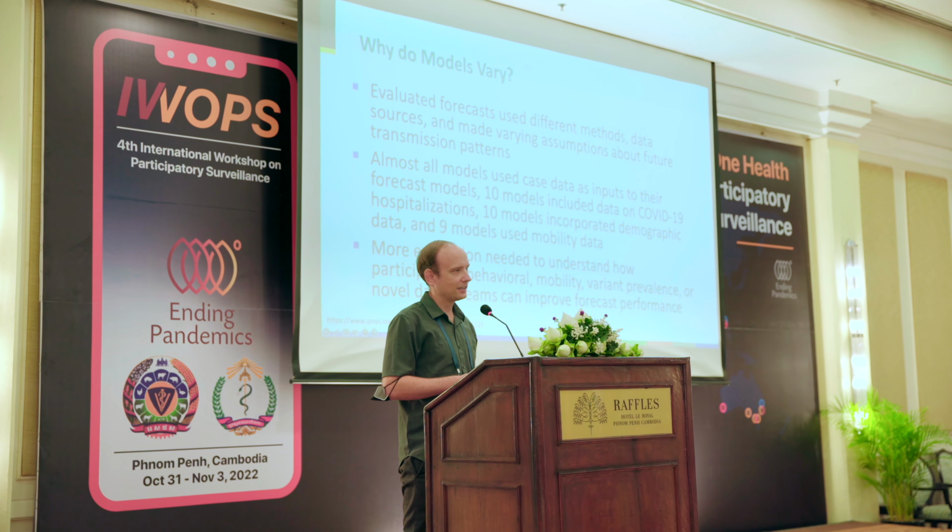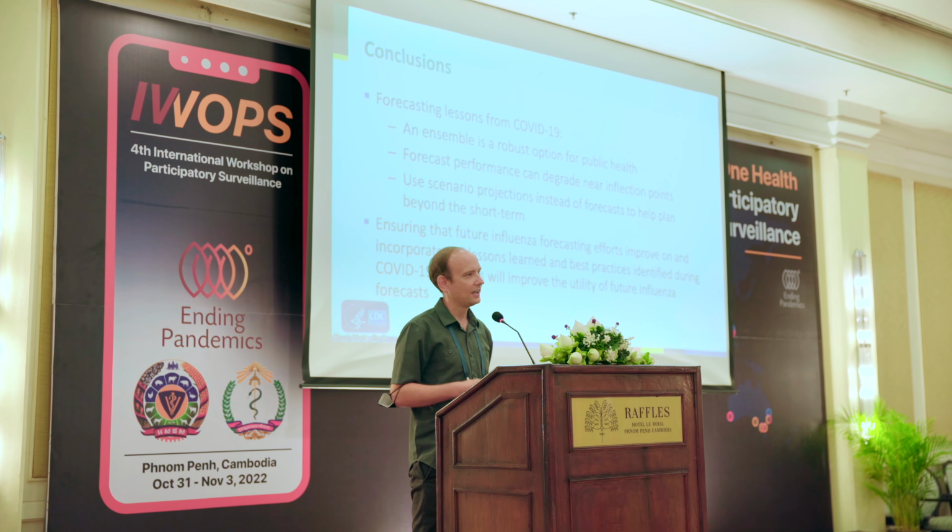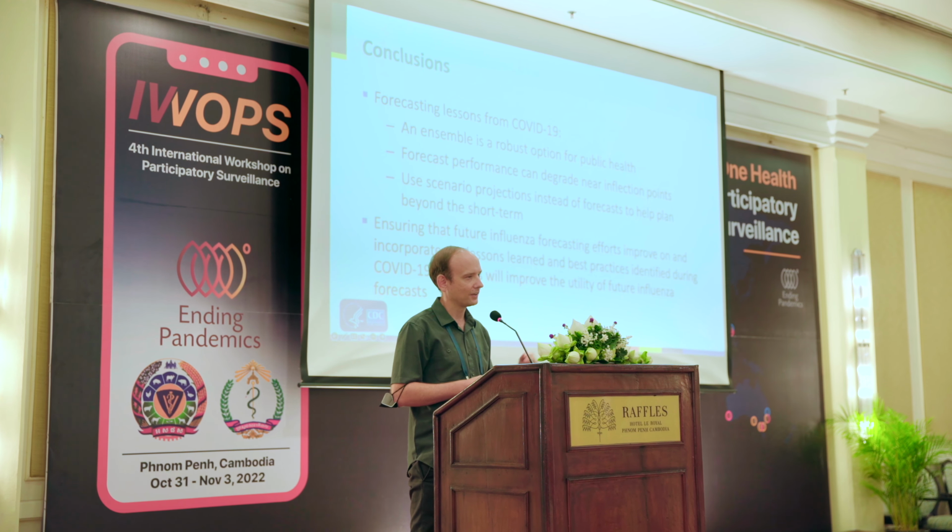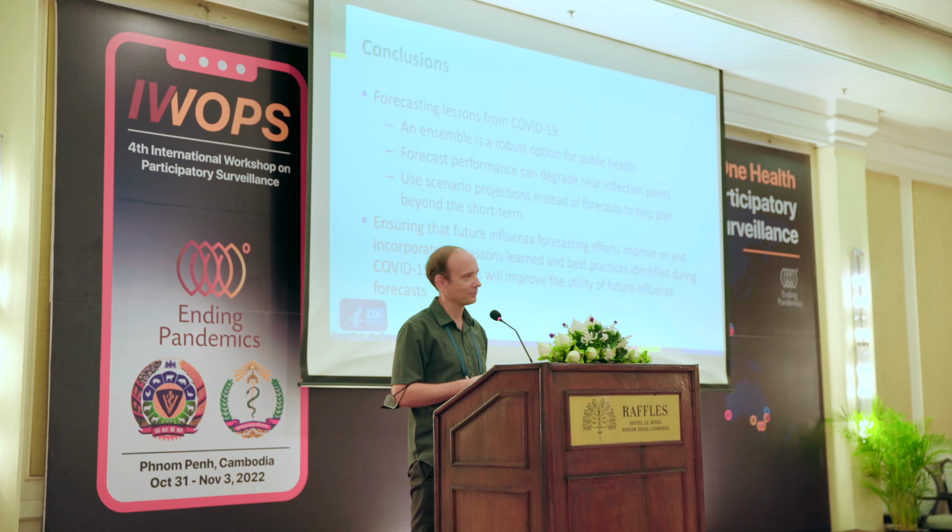For the data going in, almost all of these, and these were mortality forecasts, use case data as inputs to their models. 10 used data on hospitalizations, 10 had information on demographics, and 9 used mobility. A lot of these groups also use the data sources talked about here, like participatory surveillance from Outbreaks Near Me. We really need to understand how these different data sources can improve forecasts, because we don't have a smoking gun here. A lot of groups did not perform very well.